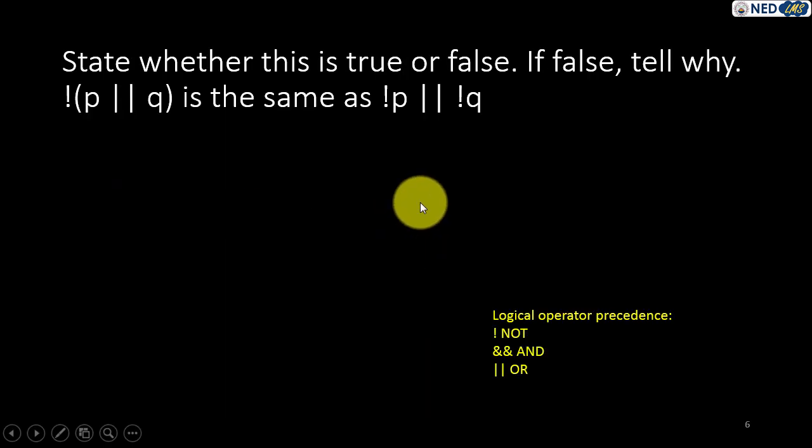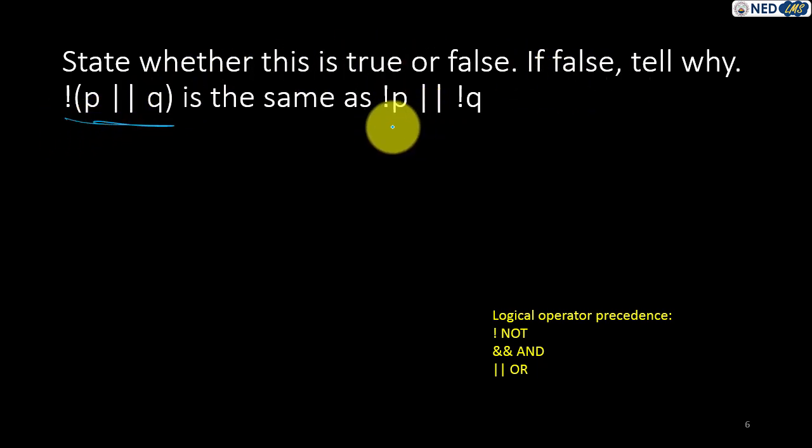Okay, so going to the logical operations which are required to make up the compound conditions in an if statement, or maybe an else statement. State whether this is true or false. We usually write these conditions in the parentheses of the if statement. State whether this is true or false. If false, tell why, that is, whether this expression is the same as this expression.